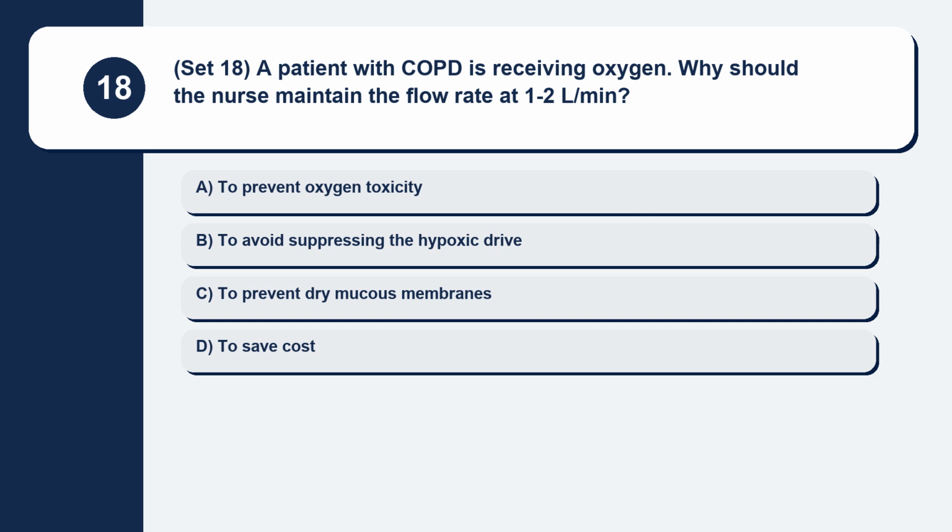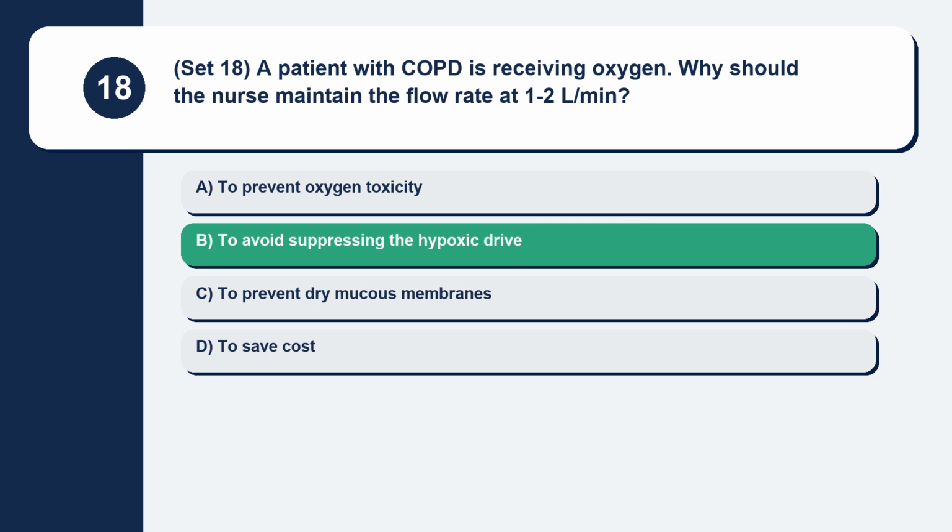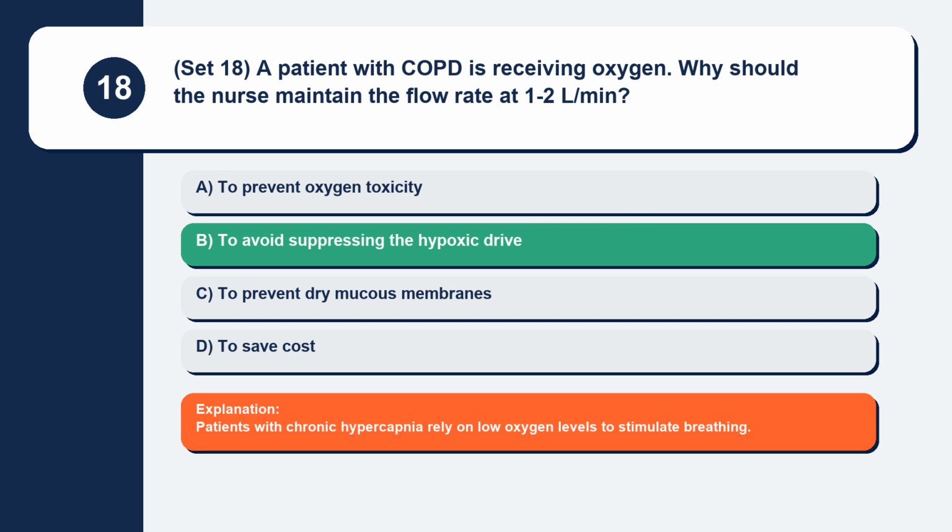Question 18. Set 18. A patient with COPD is receiving oxygen. Why should the nurse maintain the flow rate at 1 to 2 L/min? To prevent oxygen toxicity, to avoid suppressing the hypoxic drive, to prevent dry mucous membranes, to save cost. Patients with chronic hypercapnia rely on low oxygen levels to stimulate breathing.